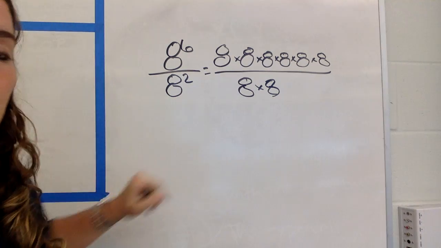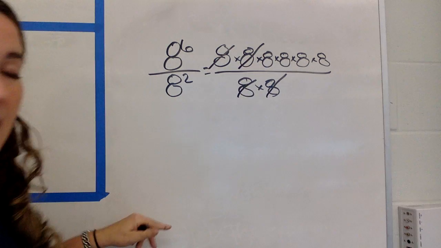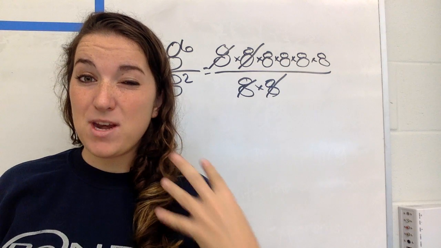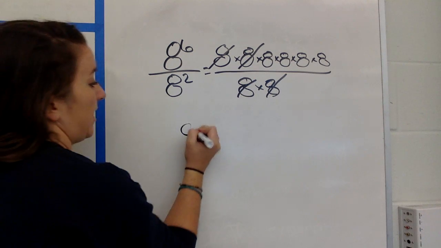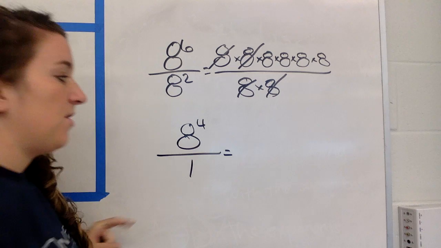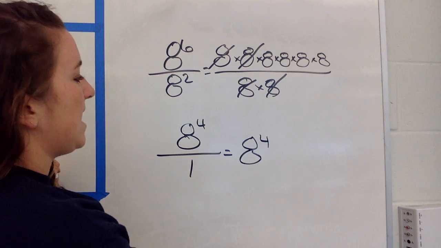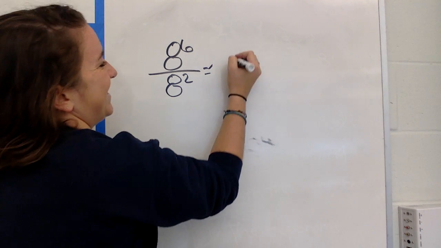So then I can go through crossing out. I have an 8 and an 8 here. I have an 8 and an 8 here. How many 8s am I left with? Yes, I'm left with 4. Are they in my numerator or denominator? They're in my numerator. So I can write it as 8 to the 4th power over 1, which is the same as 8 to the 4th. So 8 to the 6th power over 8 squared equals 8 to the 4th power.